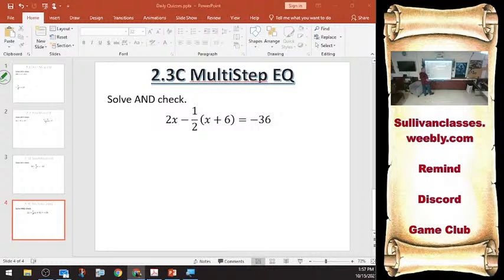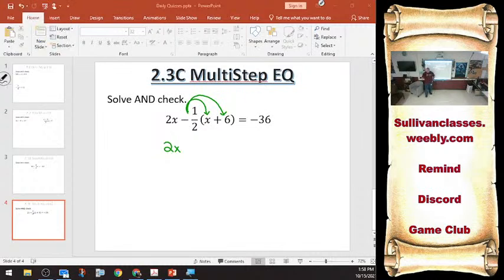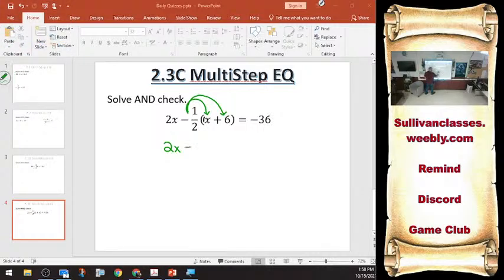Let's see. Step 1. Distribute. Make sure that when you distribute, you are distributing a negative 1/2. What number is always in front of x if there's no number there? 1, right? So I'm taking a negative 1/2 times 1x and getting minus 1/2 x. A negative 1/2 times a positive 6 is minus 3.